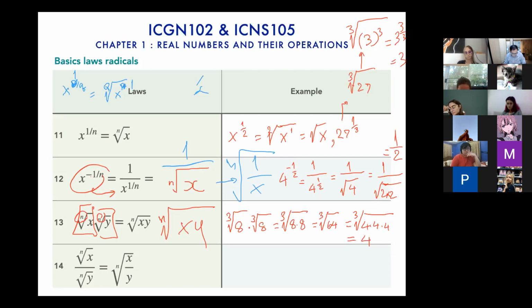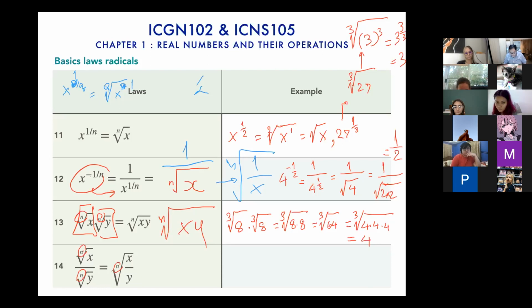Okay. So for the next rule, this is the division. If you have two radicals that are divided by each other, and the index of the radicals is the same, here you can make it one big radical of those two numbers divided together, with that index number n, like this.